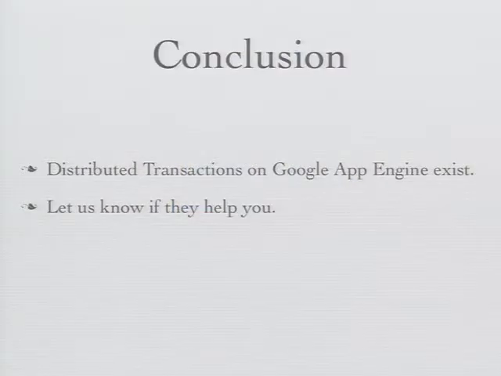So, conclusion. Ryan said you have to have a conclusion slide. And what does it say? Distributed transactions on Google App Engine exist. Or sometime in the next month or two, we'll get them released. Let us know if they help you, or let me know, I guess, or write any of us, I suppose. Probably Ryan would want to hear from you as well. Yeah, he's nodding his head. That's pretty much it. I'd love to take questions if you have them. Thank you.